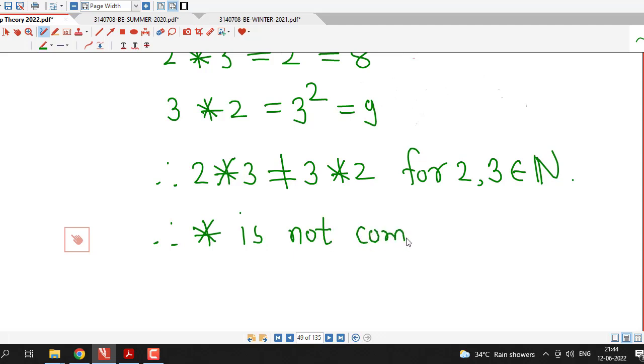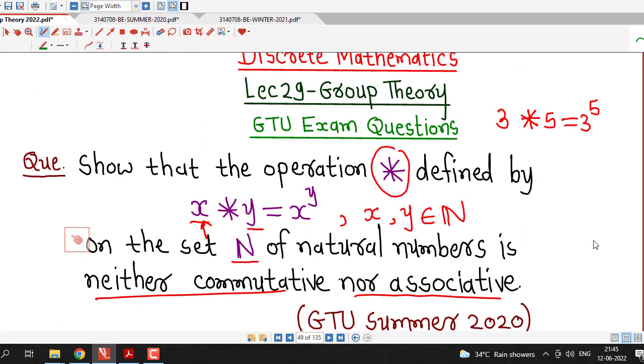If it is commutative, then we must have x star y equal to y star x for every x and y. But here for x equal to 2 and y equal to 3, we obtain that 2 star 3 and 3 star 2 are not equal. Therefore, star is not commutative on this set of natural numbers. So we have shown that this operation star on the set of natural numbers is not commutative. Now we prove that it is not associative.